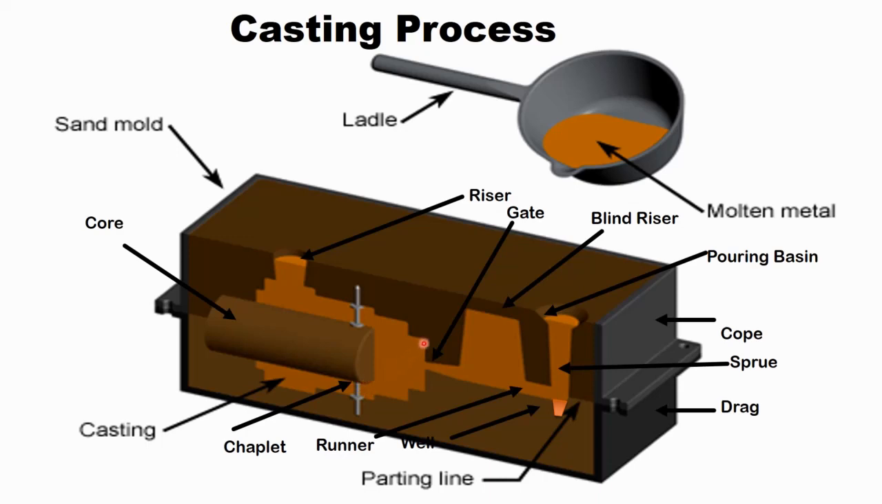So here you can see the metal is poured through the pouring basin. The metal collects in a blind riser here and it comes through a runner. Here a well is there. This well is to reduce the turbulence. Then afterwards the metal slowly enters into the casting through the gate. So metal fills here. This is the riser. So any unwanted material, or if the casting is completely filled, then you can see the metal rising at the top of the riser.